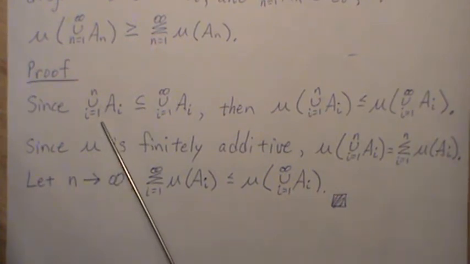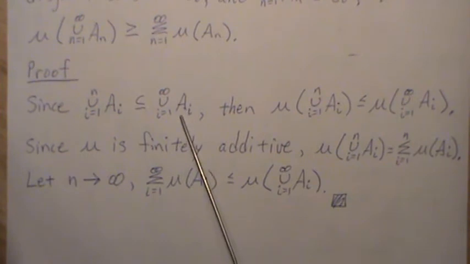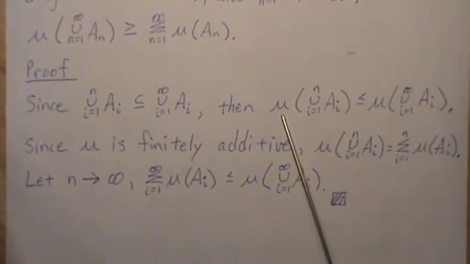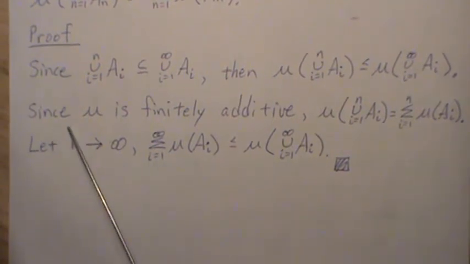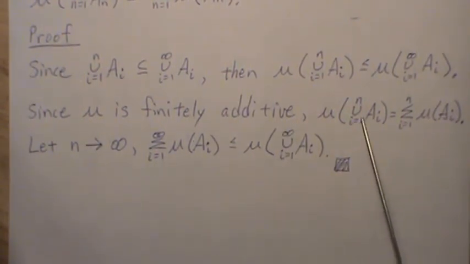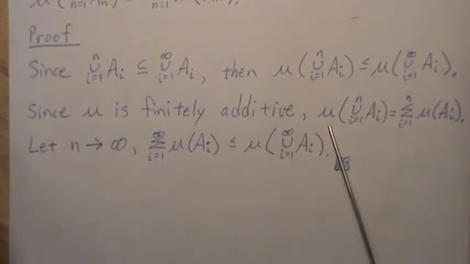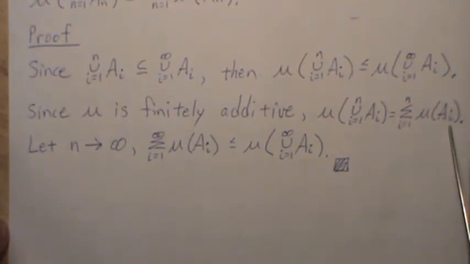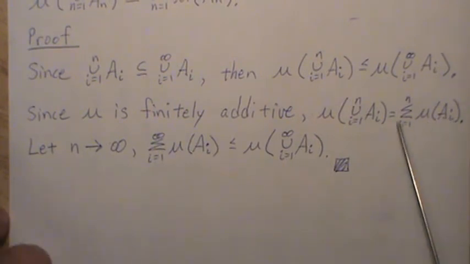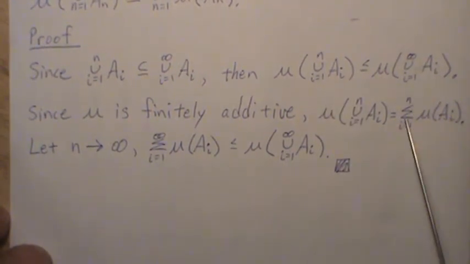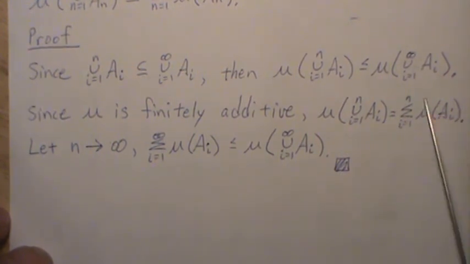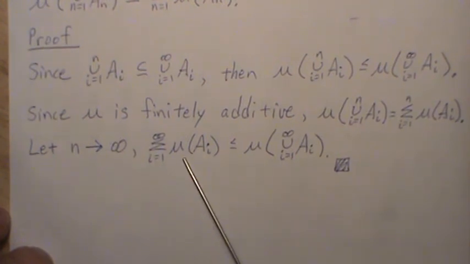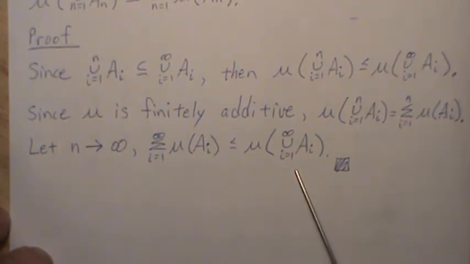Let the finite union of these disjoint sets be a subset of the infinite union. Because of that, mu of the finite union is less than or equal to mu of the infinite union. Now, since mu is finitely additive over a field, we know that the measure of a finite union has to equal the sum of the measures of the Ai. These Ai are disjoint. Now look at this. This piece here is equal to this, so we can put this right here. Now, if we let n go to infinity, this infinite sum is less than or equal to the measure of the infinite union of these disjoint sets Ai. And that's the proof. All right.